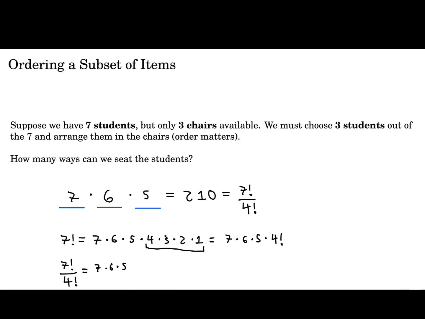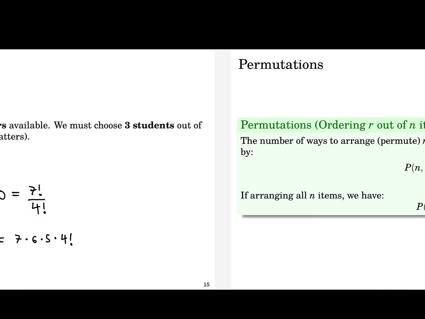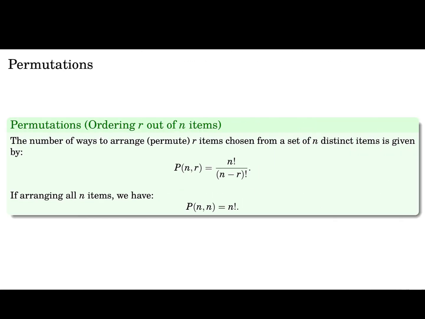And this will be true in general. So it will be true in general that the number of ways to arrange or permute r items chosen from a set of n distinct items is going to be given by n factorial over n minus r factorial. Now, why is that the case? Why does this formula make sense?